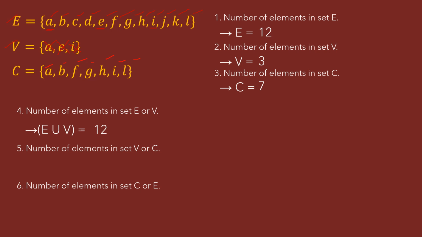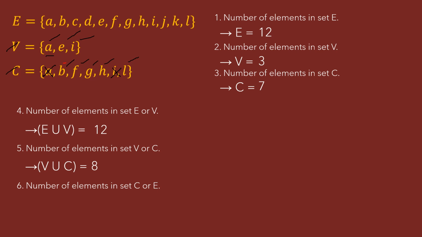Next, number 5, number of elements in set V or C. So letter V and letter C are the sets involved now in our problem. There's the word or. So again, we will be dealing with union. So V union C. So let us deal with V and C. Union, so we're going to add up the elements. So we have 1, 2, 3. We're not going to count A anymore because we already counted A. So 3, 4, 5, 6, 7. So I won't be counted anymore. Then 8. So we do have 8 elements between V and C. So union of these two will give us 8.